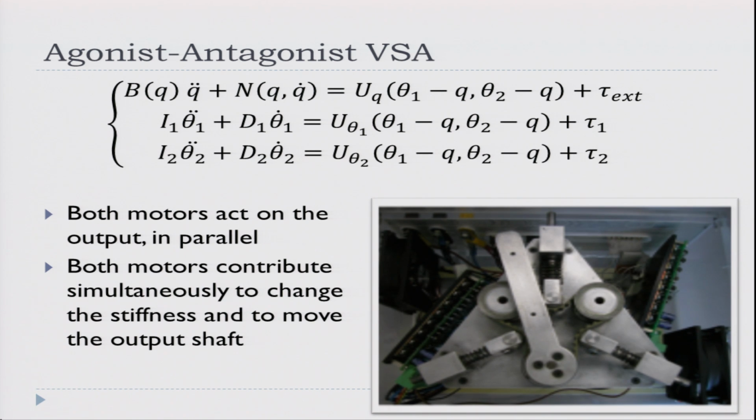So in this device, since the system is agonist-antagonist, both motors contribute on one side to the motion of the link and on the other side to the stiffness of the output. And this translates in the equation, where the function becomes a function of the two displacements. So you have theta 1 minus Q and theta 2 minus Q.